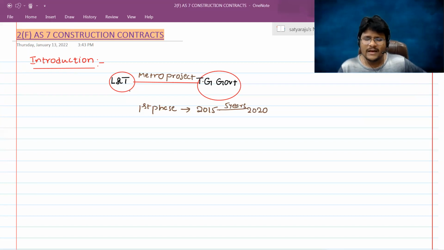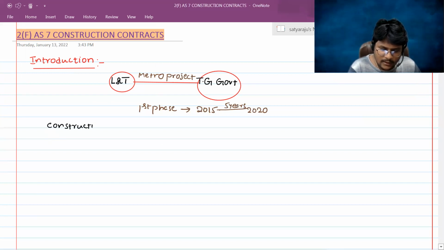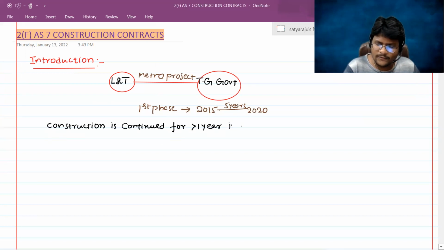Sir, then what is the peculiar thing here? Why is there a necessity for a separate accounting standard, even though AS9 is there, when they are providing the service of construction and getting the money? Then what is the peculiar thing here? The peculiar thing is that the construction was not completed in a single year. In construction contracts or construction projects, the construction continues for greater than 1 year. Definitely, construction continues for greater than 1 year in case of construction contracts. The classic example is the metro, Hyderabad metro, or any metro you can take.